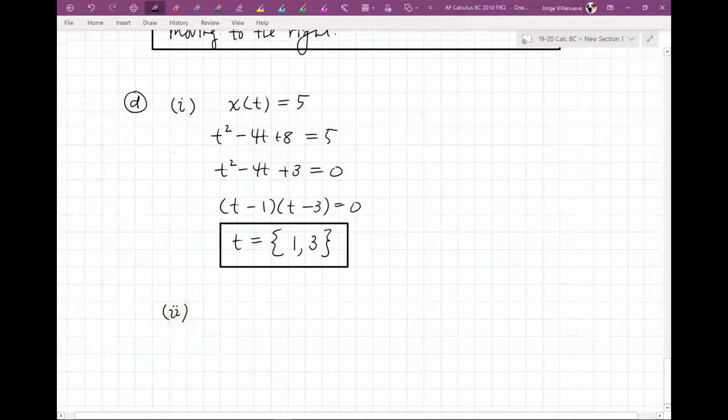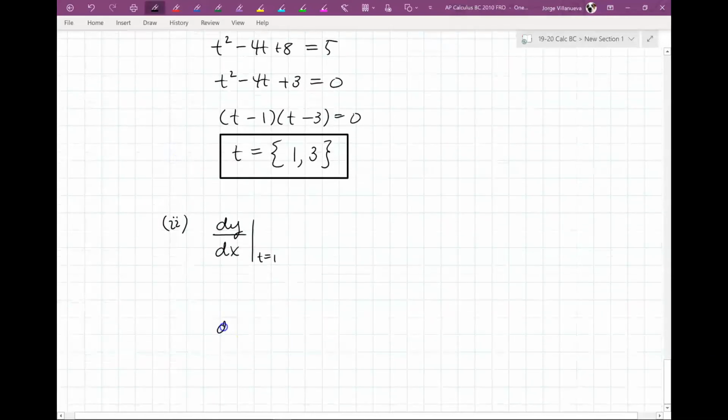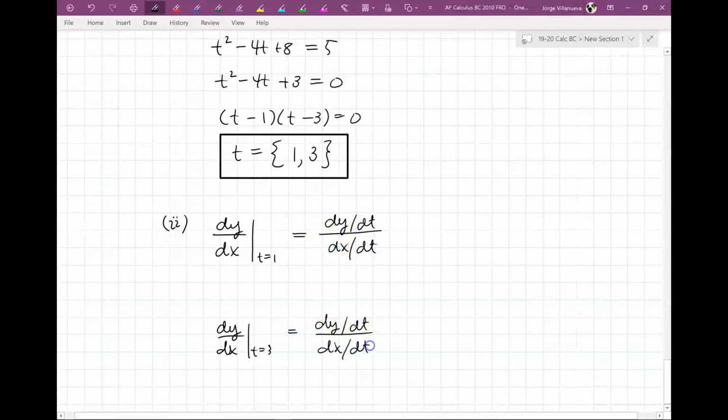Now, the second part to part D says the slopes of the lines tangent to the particle's path at that point. So I have to find dy/dx for each point at 1 and at 3. So dy/dx when t equals 1, and then I've got to find dy/dx when t equals 3. So that's dy/dt over dx/dt. Same for this one, dy/dt over dx/dt.